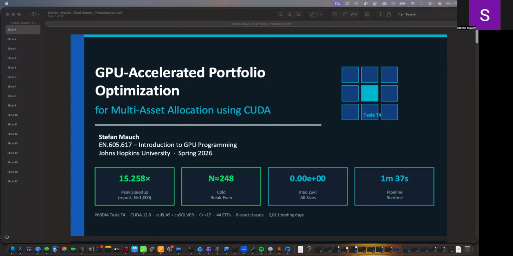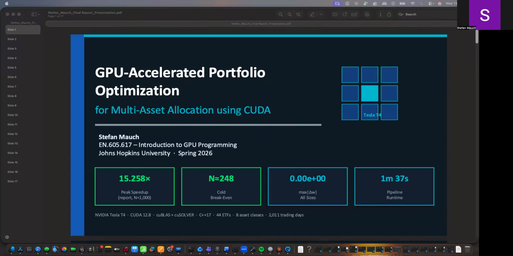Good evening, everyone. My name is Stefan Mauch, and today I'm presenting my final project for our course Introduction to GPU Programming. My project title is GPU Accelerated Portfolio Optimization for Multi-Asset Allocation using CUDA. And I really hope you enjoy it a lot.